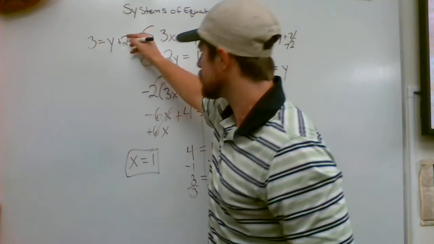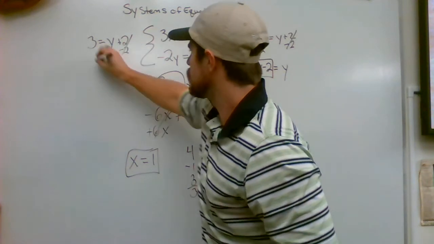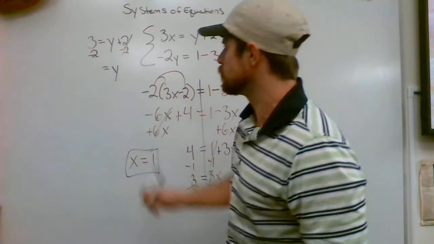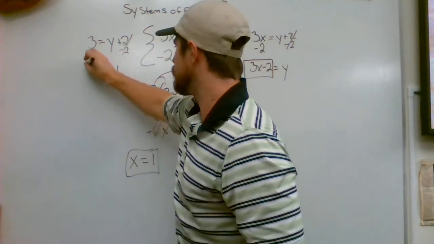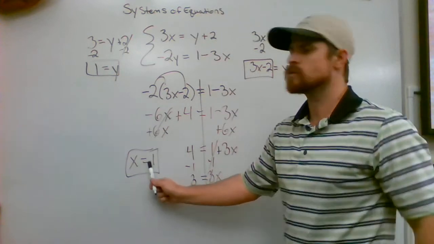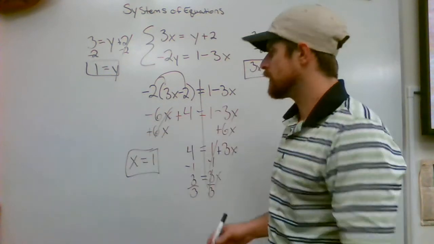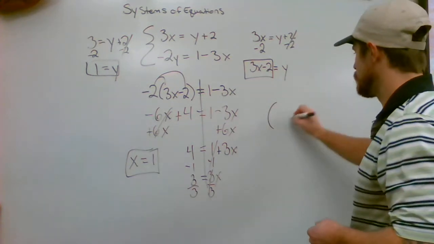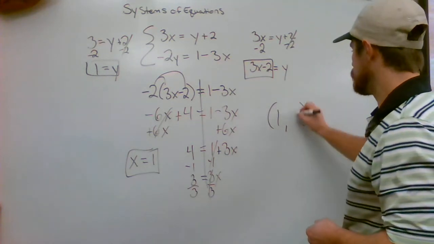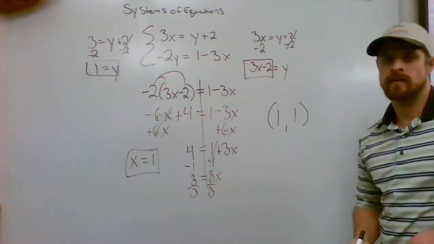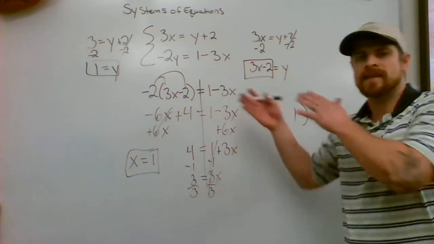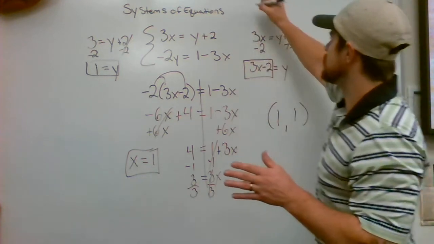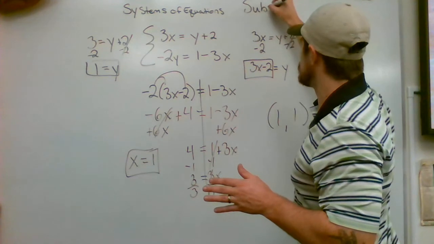The opposite of adding is subtracting. Take away 2 from 3, and you're going to be left with your answer, your solution of y equals 1. Your x value is 1, your y value is 1. Therefore, your solution to this system is 1, 1.